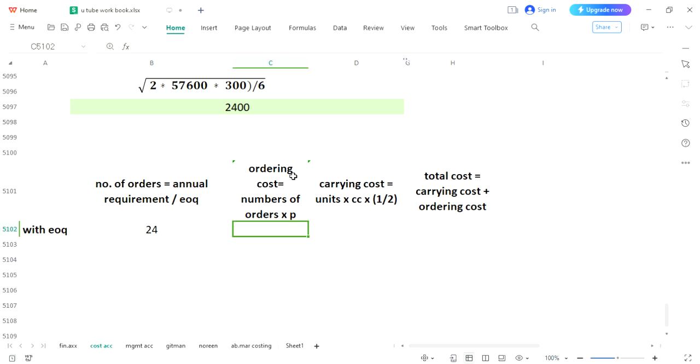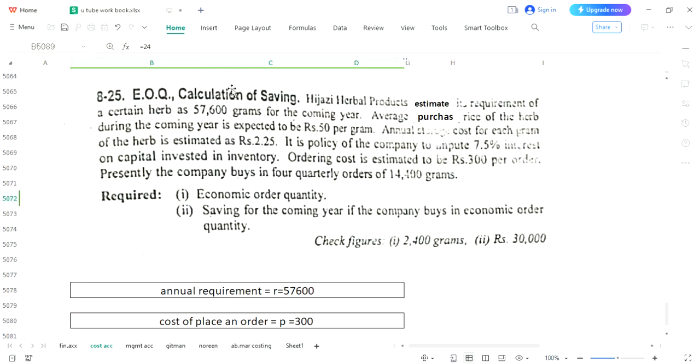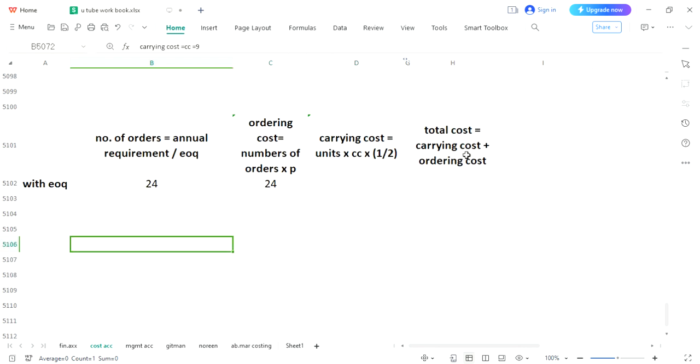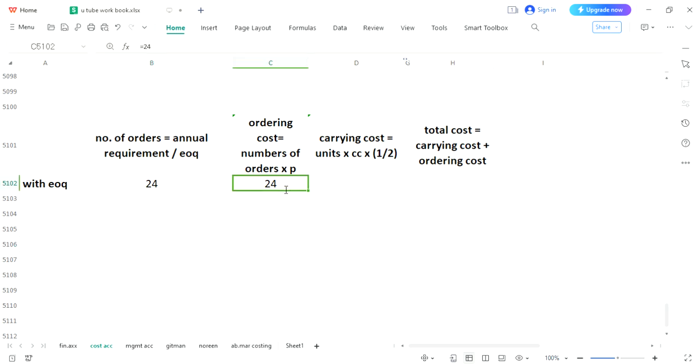Total ordering cost has number of orders which we have just calculated, 24, and you need to multiply it with cost of placing an order, and this is 300. As you know the cost of placing an order, let's go back to the question so that you must be satisfied how we took it. Cost of placing an order is 300 rupees. So number of orders 24 calculated here, and cost of placing an order 300. This way your ordering cost has been calculated.